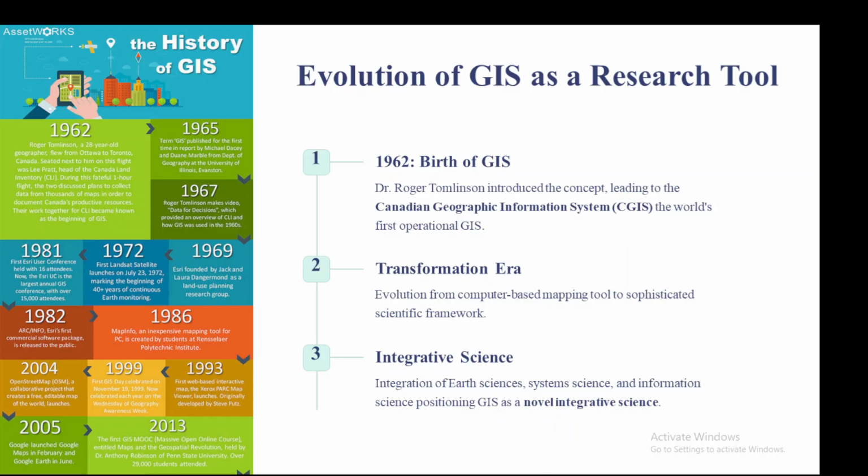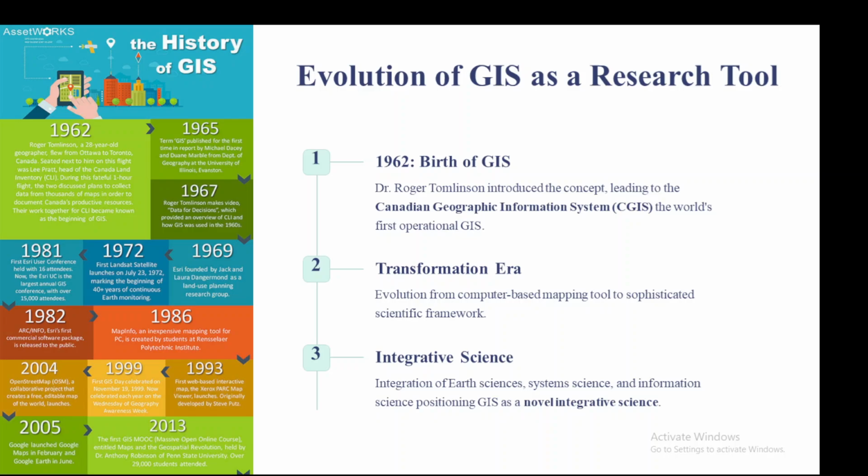In 1962, he introduced the idea of a Geographic Information System while he was working on a land inventory project for the Canadian government. His work led to the creation of the Canadian Geographic Information System, which was the first operational GIS in the world.